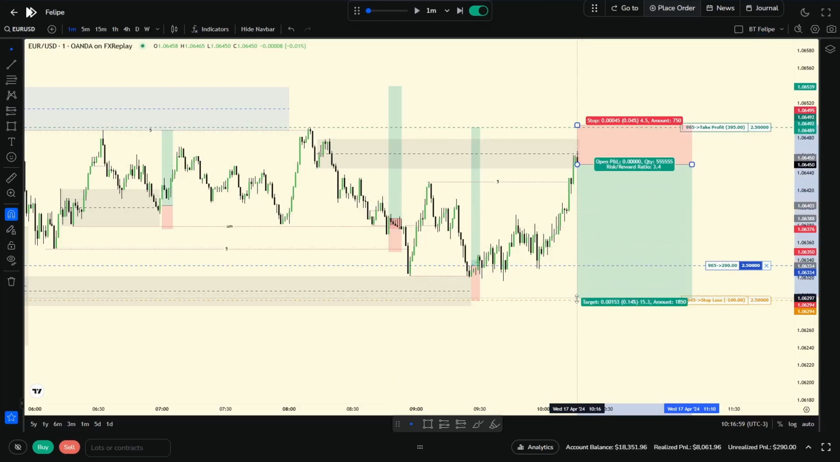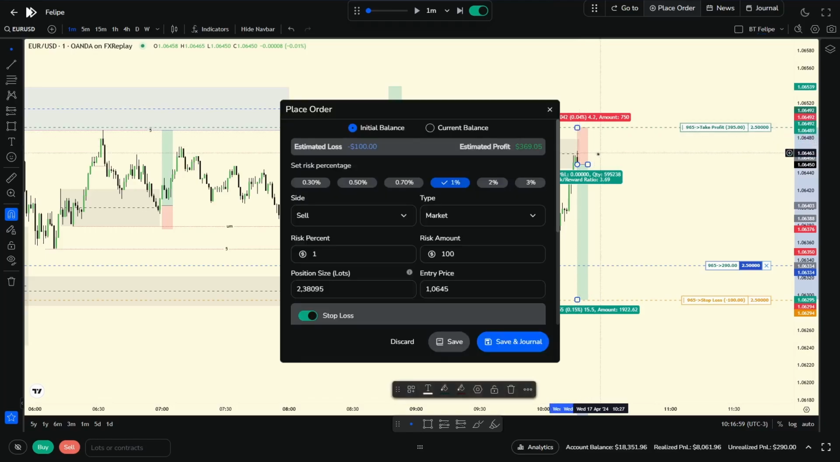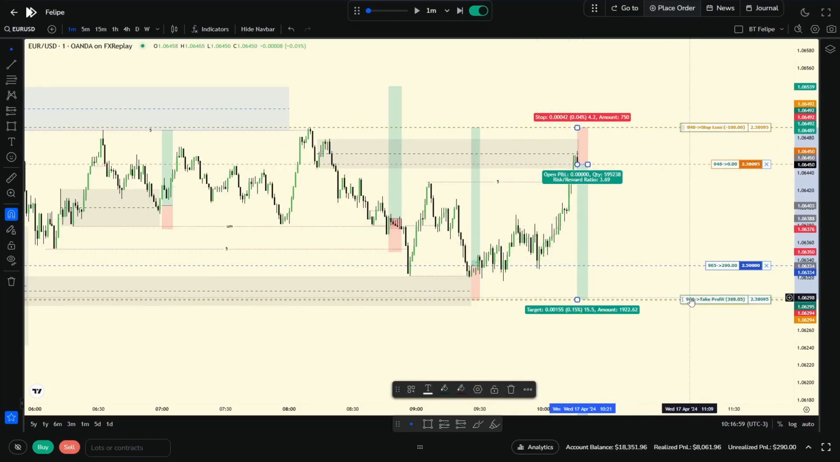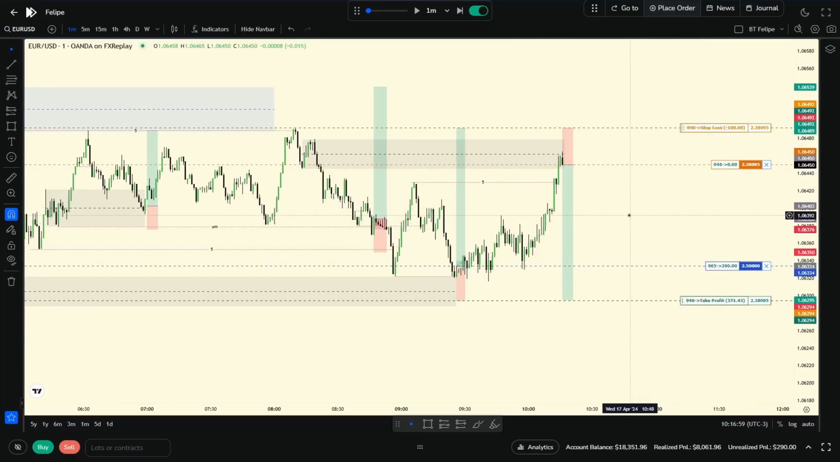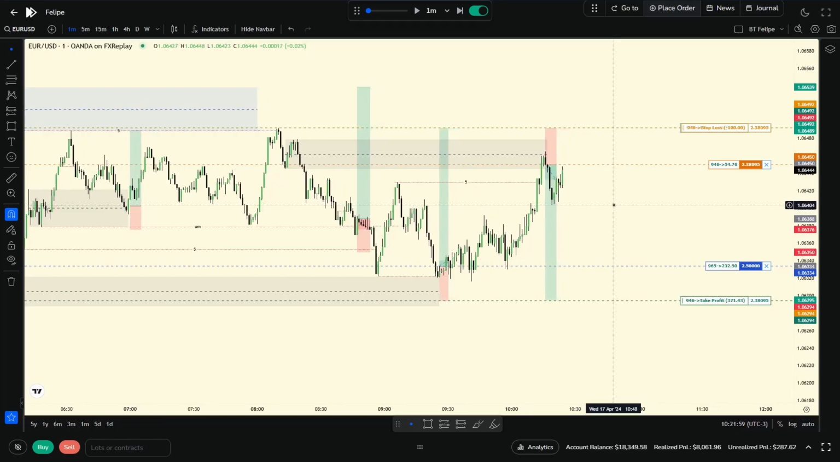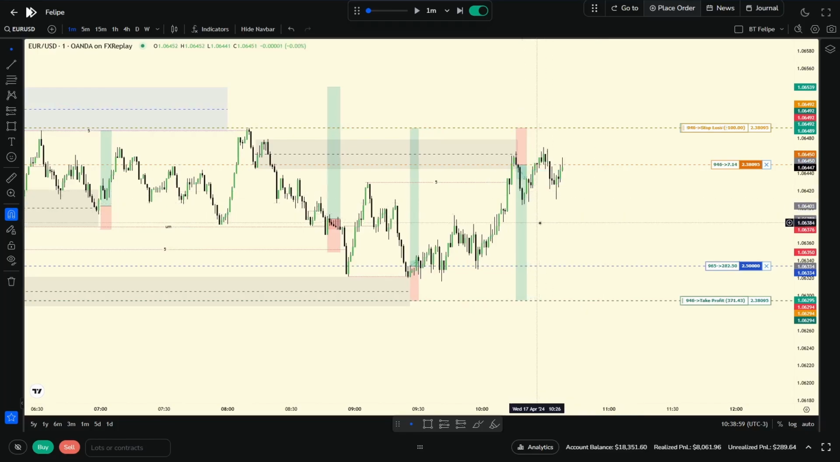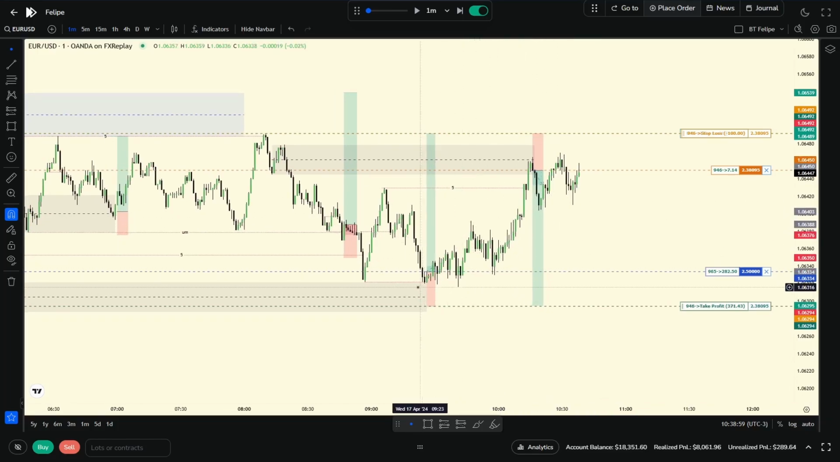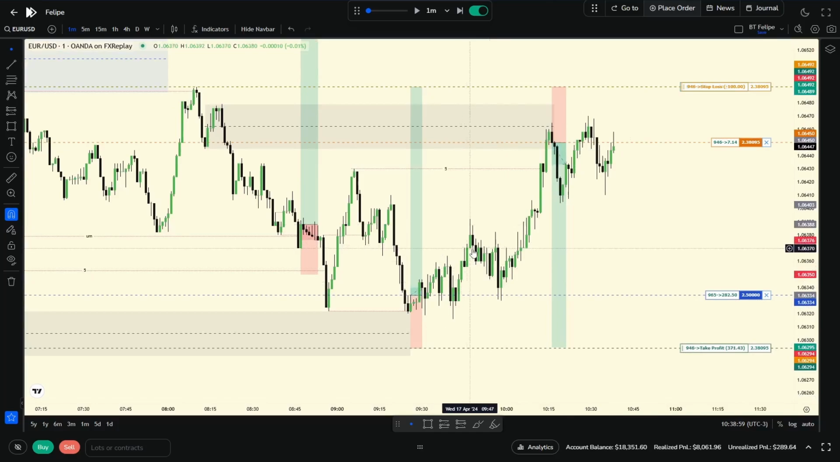I'll put my stop in a safer place. And I'm actually going to do a full hedge, since price is coming very hard to the upside. So now I can't lose money. This manipulation. There was also this one, but I got afraid to take it. I actually saw it, but I got afraid.